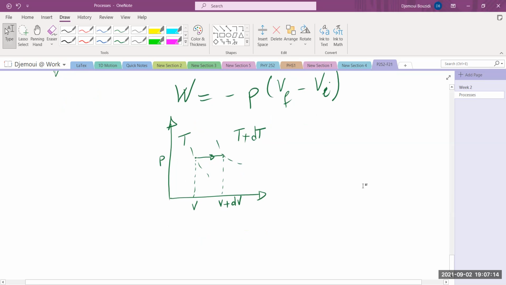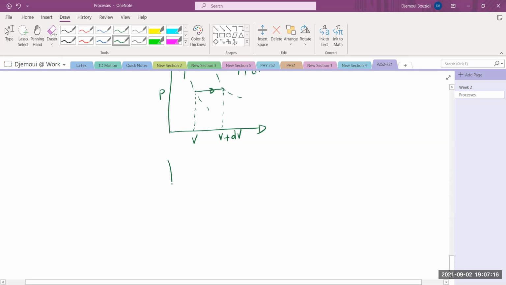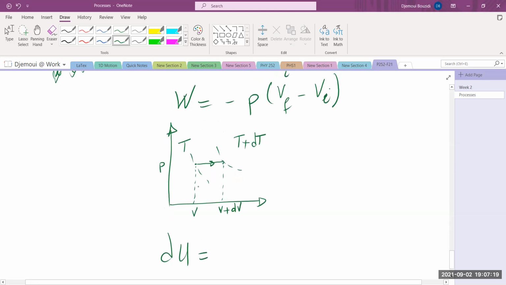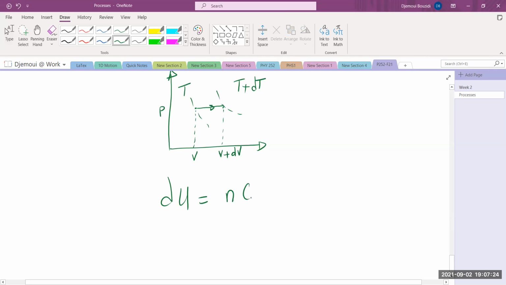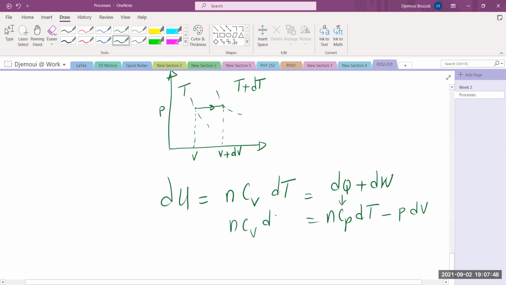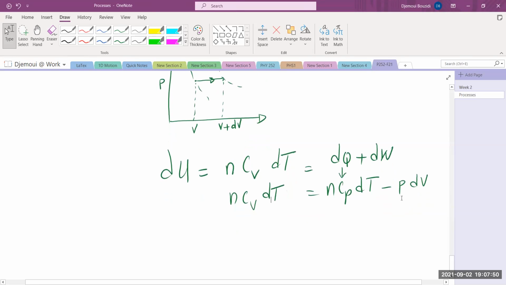So in this case, it's going to give me dU, because the energy must have gone from U to U plus dU. So dU must be equal to n Cv dT, the change in temperature, and it's equal to the amount of heat plus the amount of work that is done in this infinitesimal space. I know this quantity is equal to n Cp dT, and this quantity is equal to minus P dV. This is all true. The only question is to find this expression.